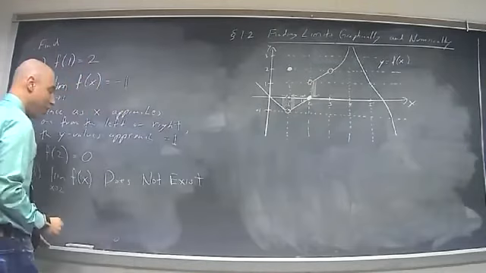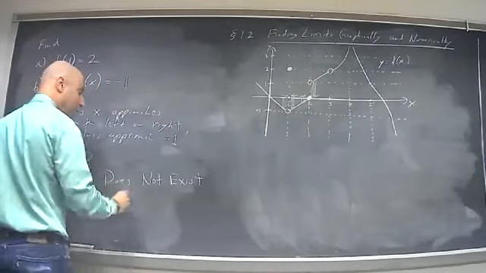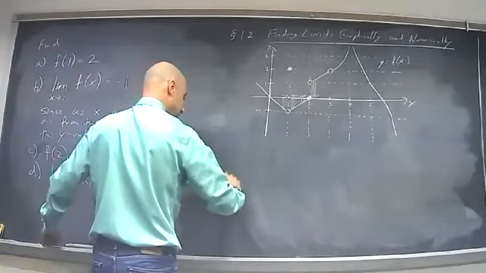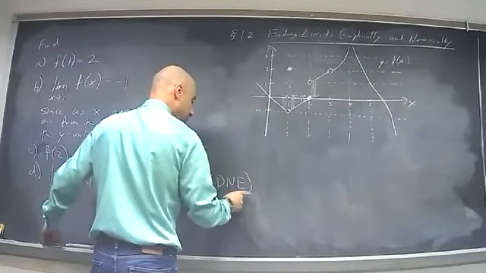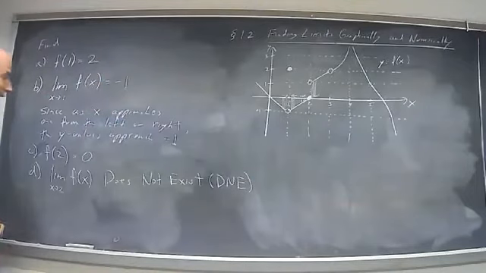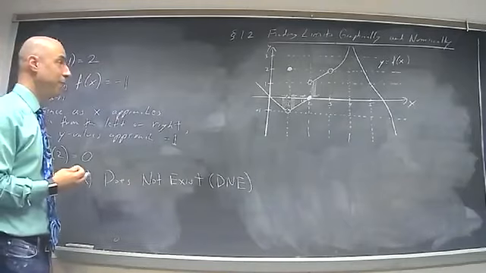And we write that so often that we need an abbreviation. We write DNE. We use DNE to mean a limit. We don't use it for a function, we use it for a limit. So you would write DNE next to a limit if the limit doesn't exist, and it certainly doesn't here.